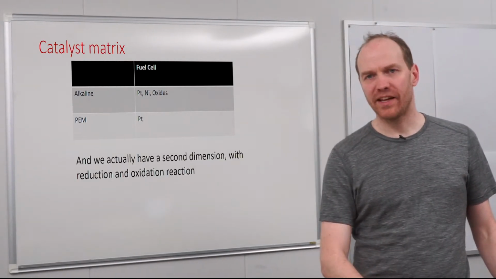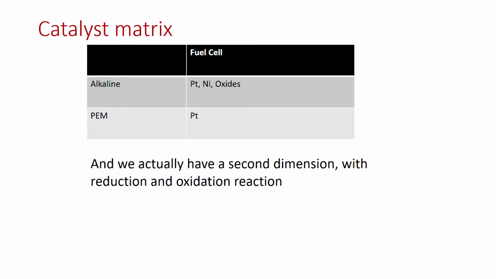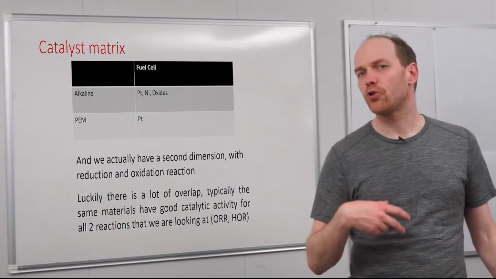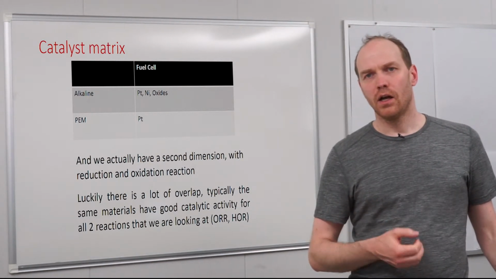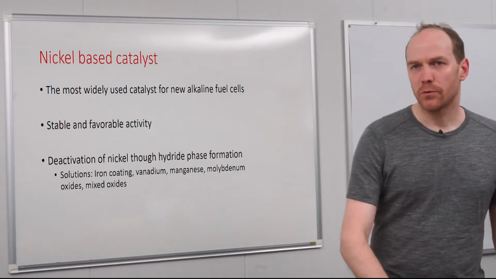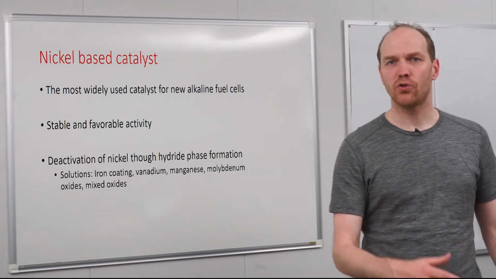Actually, we have a second dimension on this graph, basically the reduction and oxidation reactions that we have, but there's a lot of overlap. So typically the materials that are good catalysts for the oxygen reduction reaction are also good catalysts for the hydrogen oxidation reaction. And for the alkaline fuel cell system, the main advantage is that you can use nickel-based catalysts, so they are very widely used.